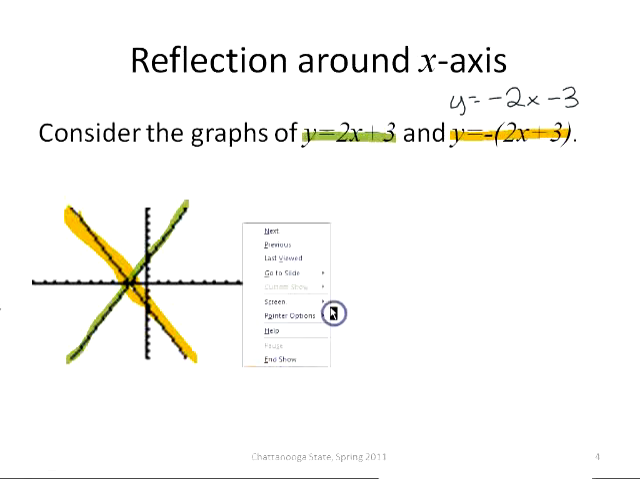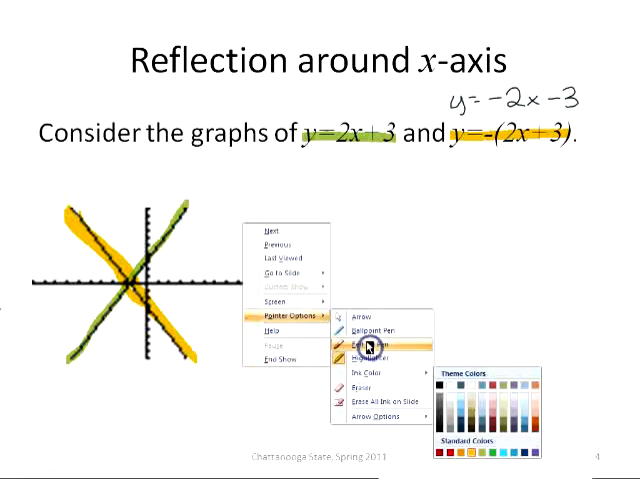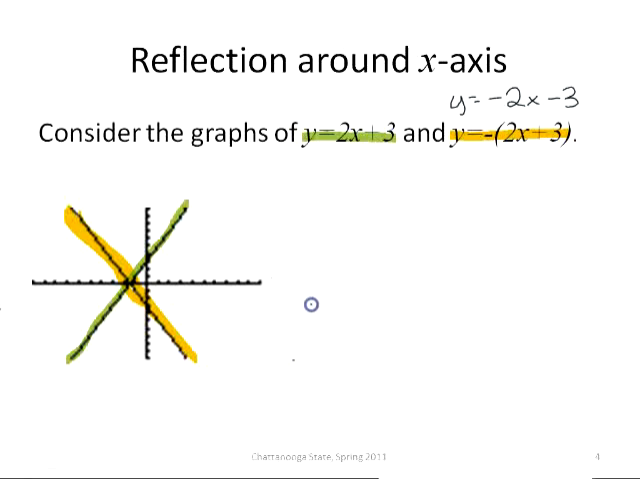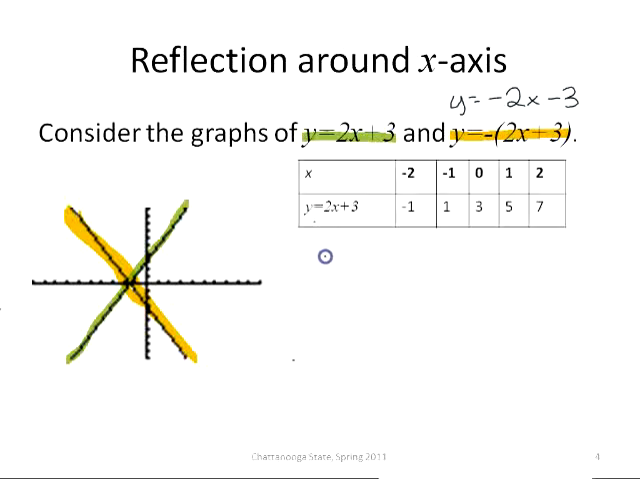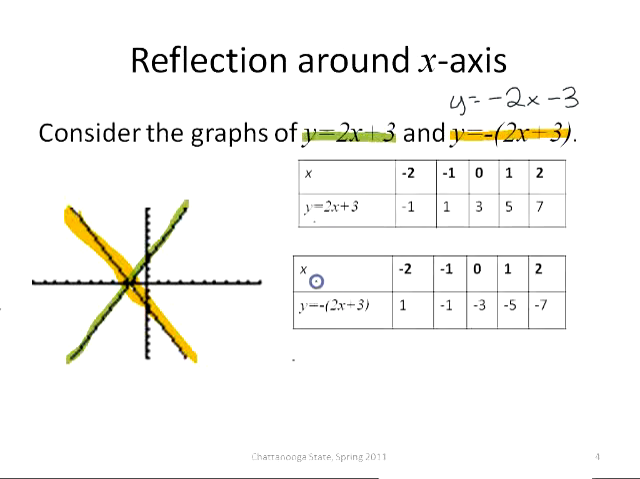So now, let me get my regular pen back. And look at these tables. Here what changes isn't the sign of the x, but rather the sign of the y coordinate. Notice that in each ordered pair, the only thing that's different is the sign of the y coordinate.